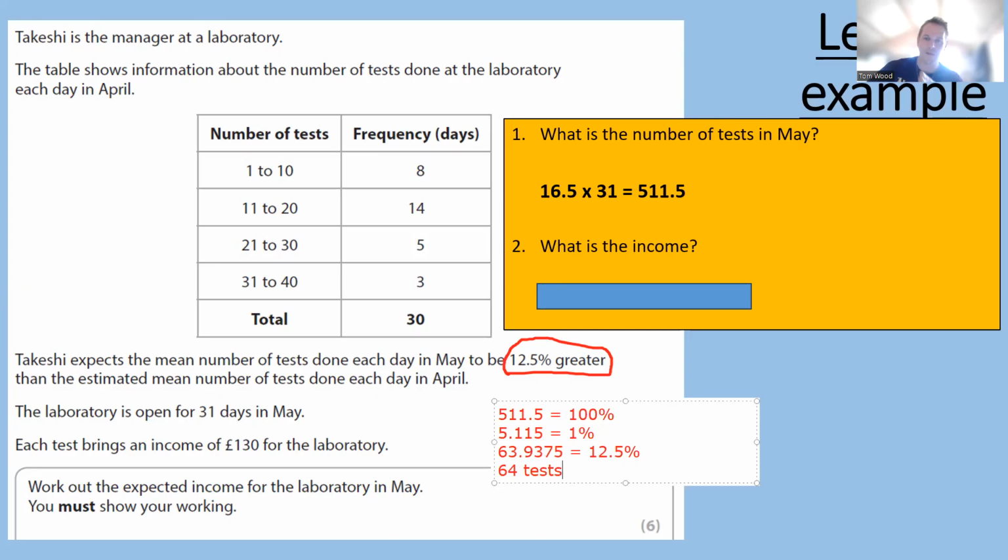So we know the total number of tests was going to be 511.5, and we're going to have an extra 64 tests added on here. Again, we can use a bit of rounding here. They will accept a small range of answers. So I'm going to say 512 tests and my 64 tests. That's going to give me a total of 576 tests in total. This is the total amount of tests that are going to be done here. All I'm then going to do is work out the amount this is going to bring in. I'm going to multiply by this 130 to get my total income there.